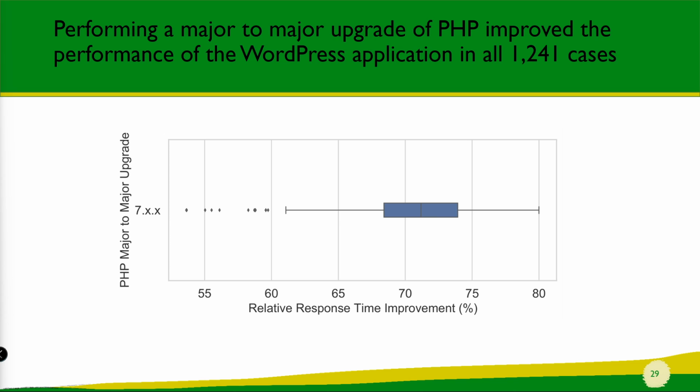This figure shows the distribution of the relative average response time improvement for all consecutive major-to-major upgrades of PHP in WordPress Docker images. Performing a major-to-major upgrade of PHP improved the performance of the WordPress application in all 1,241 cases. In other words, selecting a random WordPress Docker image that uses PHP version 5 and upgrading that to another WordPress Docker image with PHP major version 7 results in performance improvement ranging from 54% to 80%.